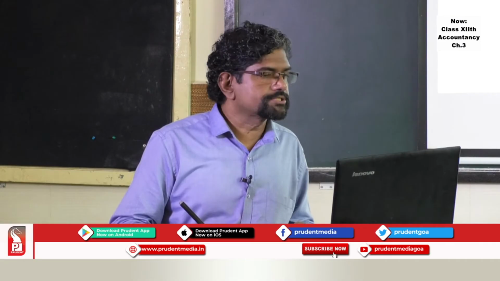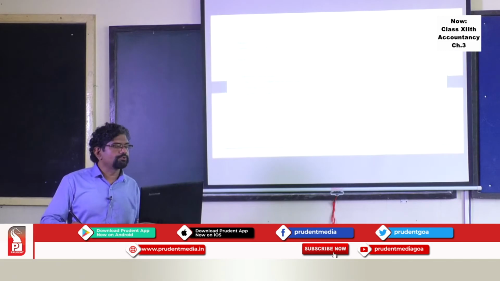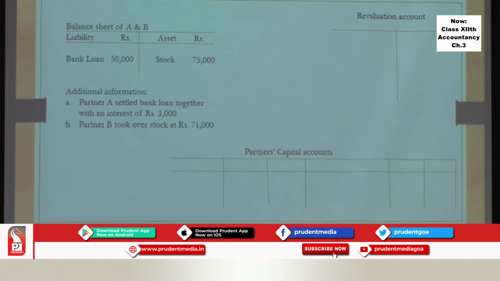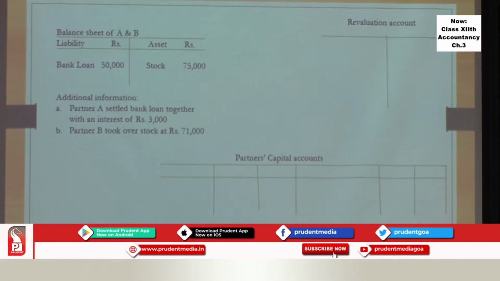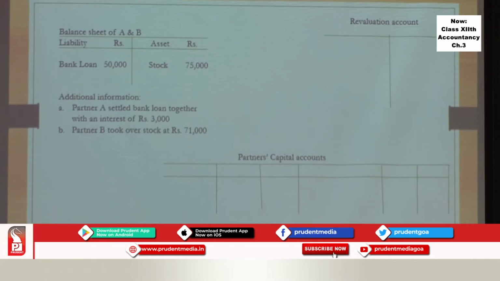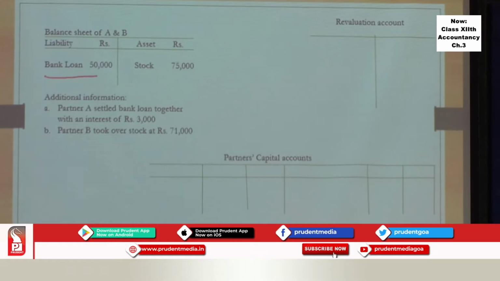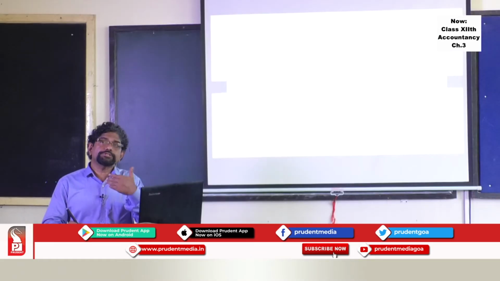Suppose you are given a balance sheet of A and B. On the liability side, there is a bank loan of rupees 50,000. On the asset side, there is stock of rupees 75,000. Now the additional information given to you: partner A settled the bank loan together with an interest of rupees 3,000. So here your bank loan is a liability. Is it increasing or decreasing? Partner A settled the bank loan with an interest of 3,000.